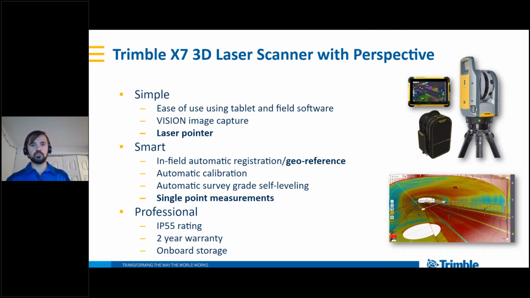So for those of you who are not familiar, the Trimble X7 3D laser scanner, we recently released a new version of this software that incorporates the bold items, so the laser pointer. So now you have a really efficient survey workflow with this 3D laser scanner, where we can simply capture imagery and high density point clouds, but we can also use a georeferencing workflow in the field and almost a survey-like aspect to position the instrument and collect that data, as well as in-field automatic registration. So really simplifying that process for collecting tunnel data with the laser scanner efficiently. So those are some new updates on that instrument.